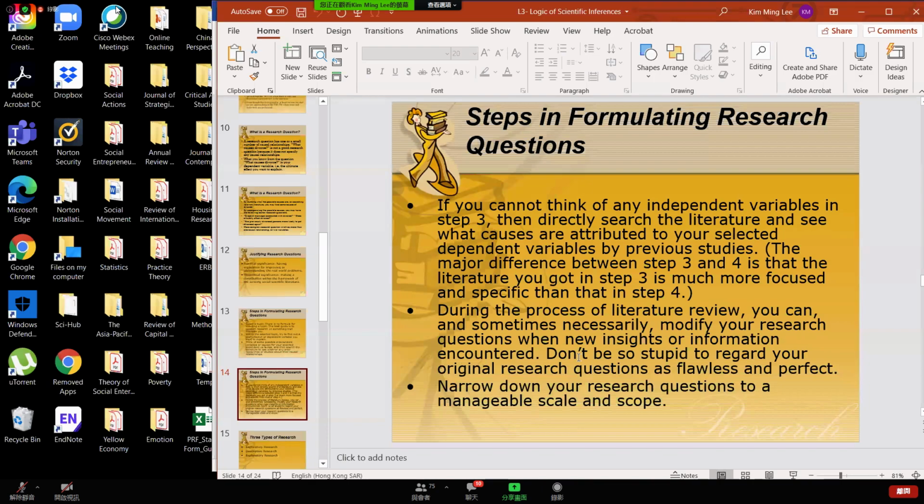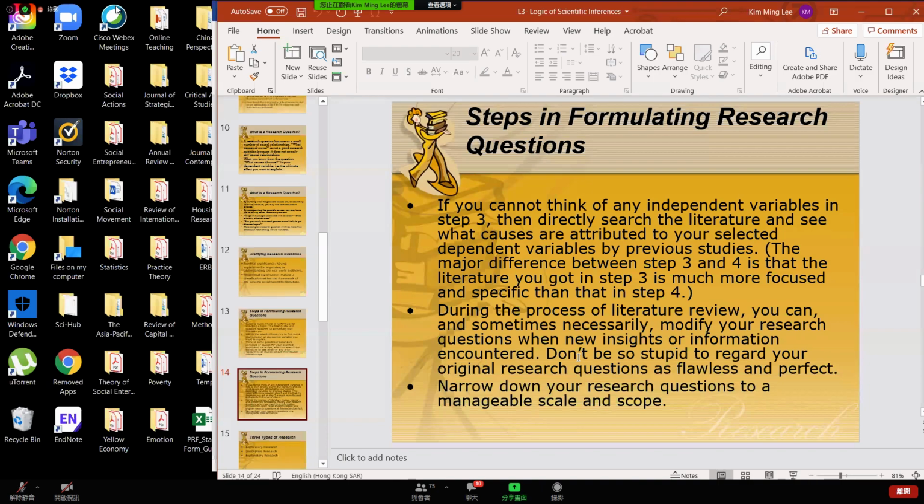At the very beginning, you think of a research question or some research questions. But don't think that these are your final research questions, because you can always revise your research question after doing the literature review. Okay, and moreover, you need to narrow down your research question to a manageable scale and scope. What scale and scope? For example, you want to study the marriage relationship of Hong Kong people, but for the whole Hong Kong population, maybe it is not manageable for you. So you just narrow it down.